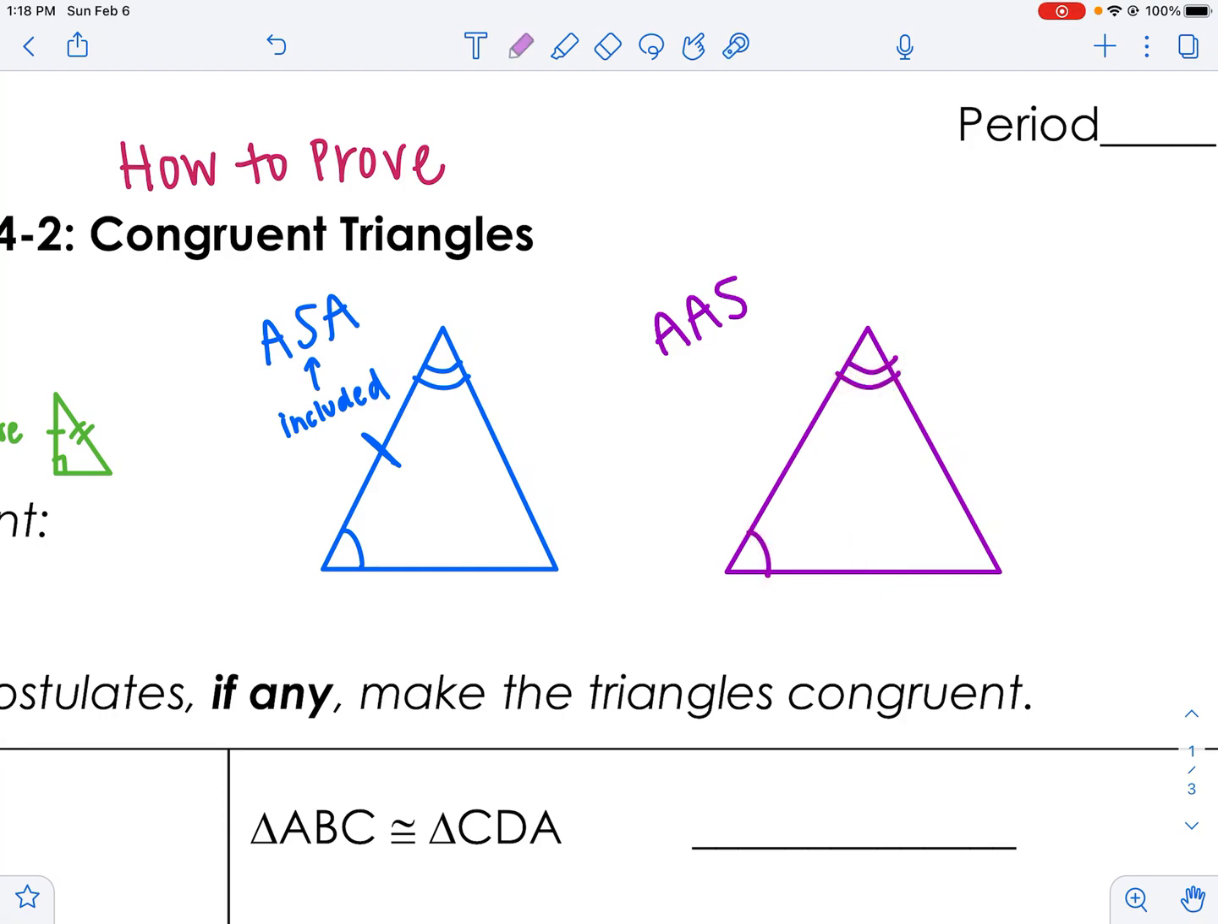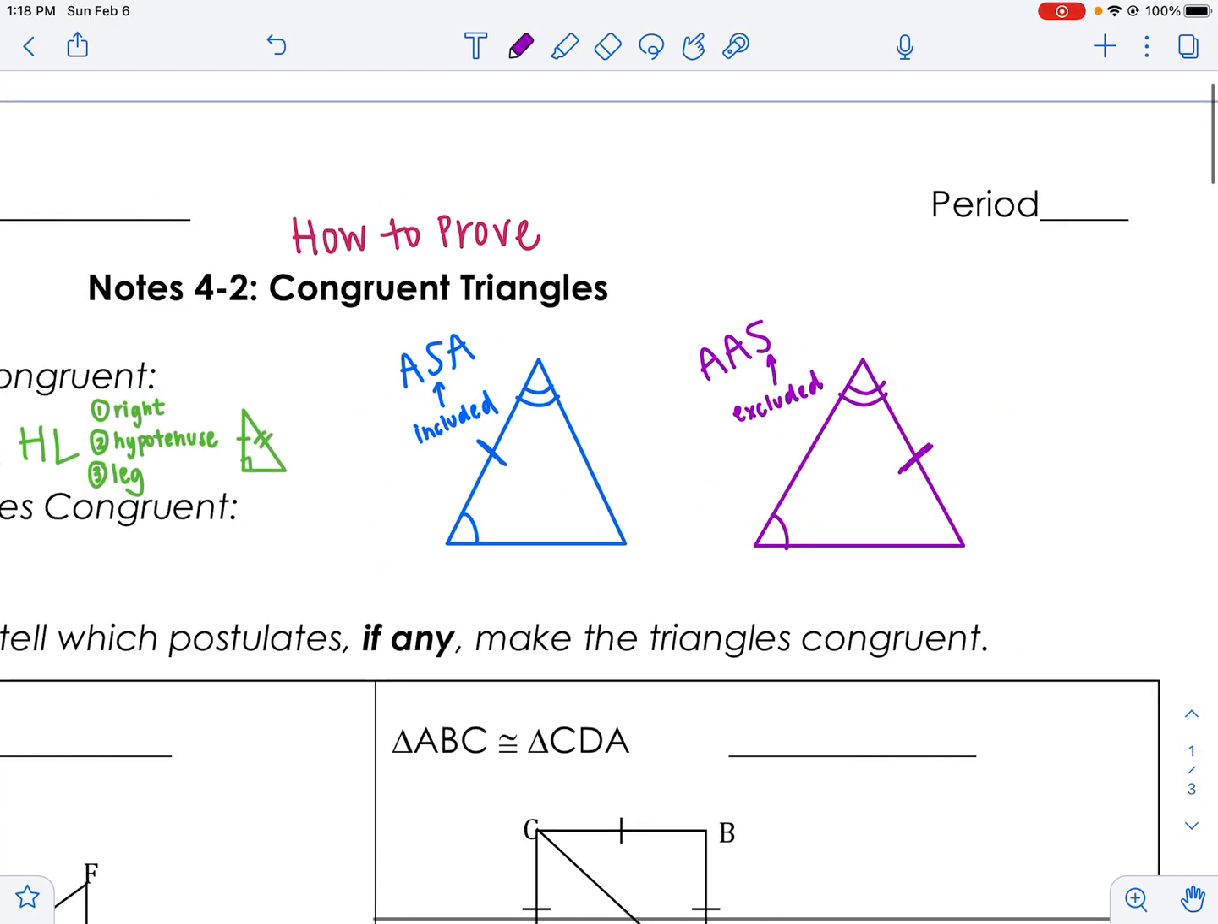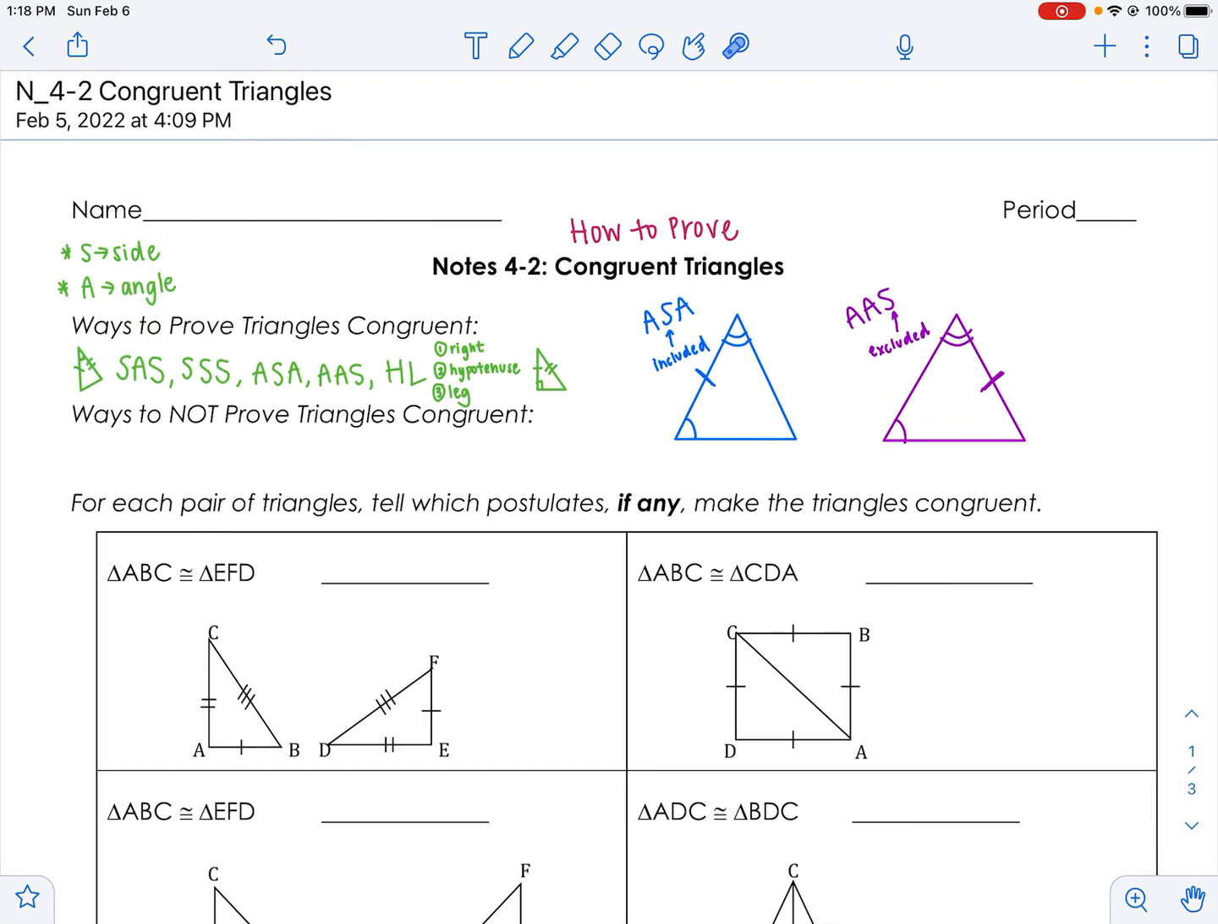So it doesn't matter, but right here, this is not included, known as our excluded side, which means that it can't go between them. It has to go here or here if it's excluded. And it doesn't matter. I'm just going to go ahead and put a tick right there. Now, the key thing to remember here is that angles have arcs, so you're looking for matching arcs like that, and sides are ticks.